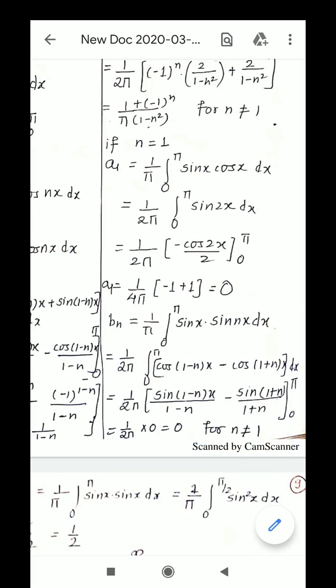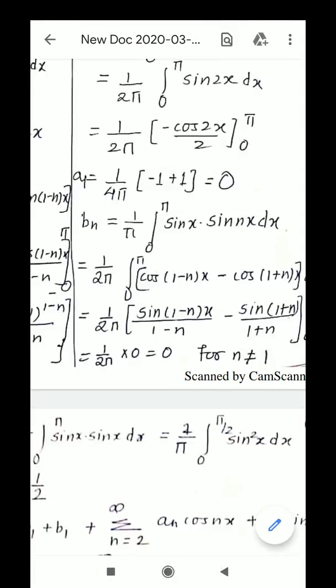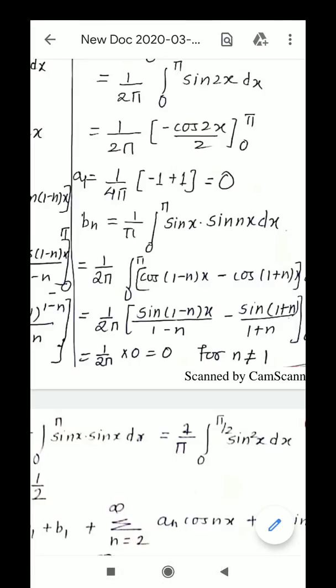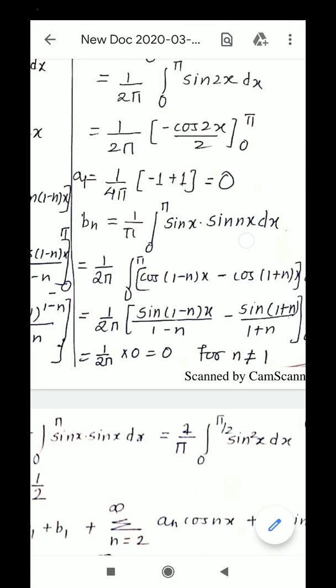So bn is equal to, again, the formula here, 1 by l, integral from minus l to plus l of f of x sin n pi x by l dx. But l is pi here, so 1 by pi, minus pi to plus pi. If we split minus pi to 0, in that f of x is 0, plus 0 to pi, in 0 to pi f of x is given as sin x. So we have to find bn for 0 to pi only. So bn equals 1 by pi, integration of 0 to pi sin x into sin nx dx.